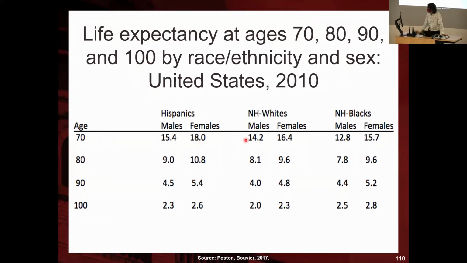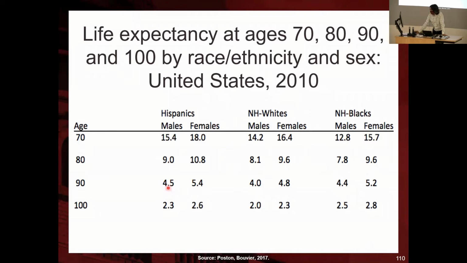And you see that's lower, comparing among men only. It's lower among white men than Hispanic men. And it's also lower among Black men. So even when they reach age 70, the additional years that we are expected to live on average among Blacks is still lower than the other groups. And the same thing happens for women, 18, 16, 15. By age 80, 9, 8.1, 7.8, still lower among Blacks, 10.8, 9.6, 9.6. Now here among women, you start to see similar levels.